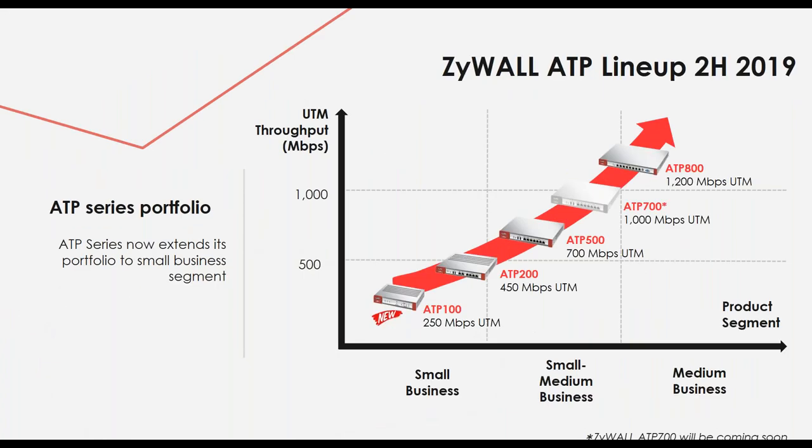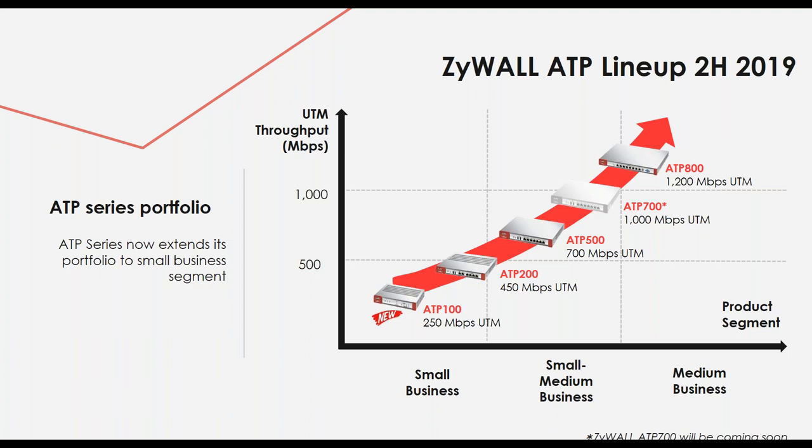So around about 6 months ago, there were essentially three products in the family, which is the ATP 200, the ATP 500, and the ATP 800. Now, during the second half of 2019, hopefully you can see on this graph that we're expanding the portfolio down to the ATP 100, which covers 250 megabits of unified threat management scan rates. And then you see the UTM throughput goes up as we move between business sizes, and obviously the number of staff, the number of devices, the internet link speed, and so on and so forth. So you can see now that we've got a nice broad spectrum of portfolio products.